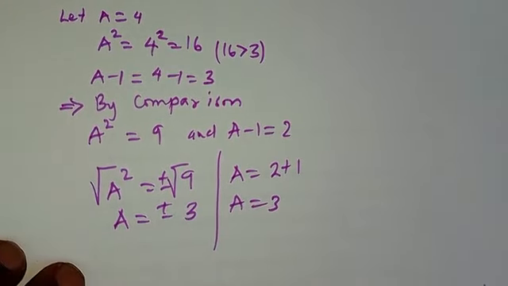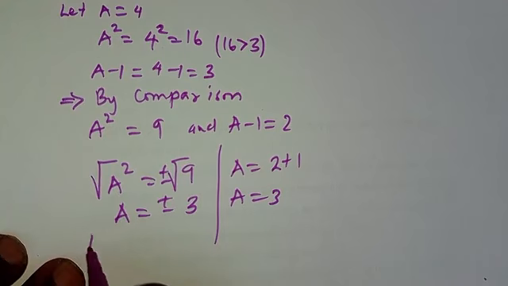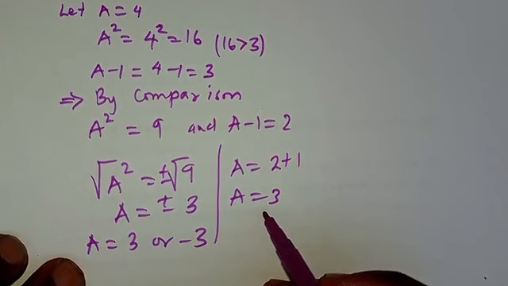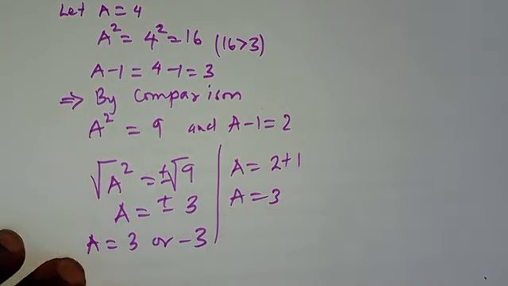So I have a equals 3, a equals 3. So this is a equals 3 or minus 3. Here is also a equals 3. So we don't need to write it 2 times, right?